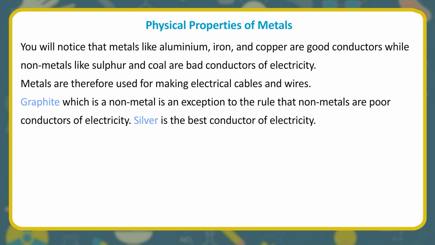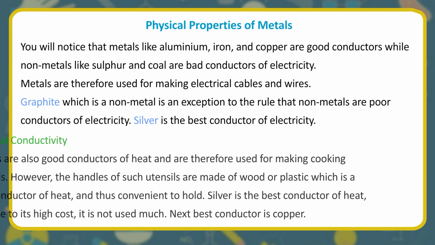You will notice that metals like aluminium, iron, and copper are good conductors while non-metals like sulfur and coal are bad conductors of electricity. Metals are therefore used for making electrical cables and wires. Graphite, which is a non-metal, is an exception to the rule that non-metals are poor conductors of electricity. Silver is the best conductor of electricity.